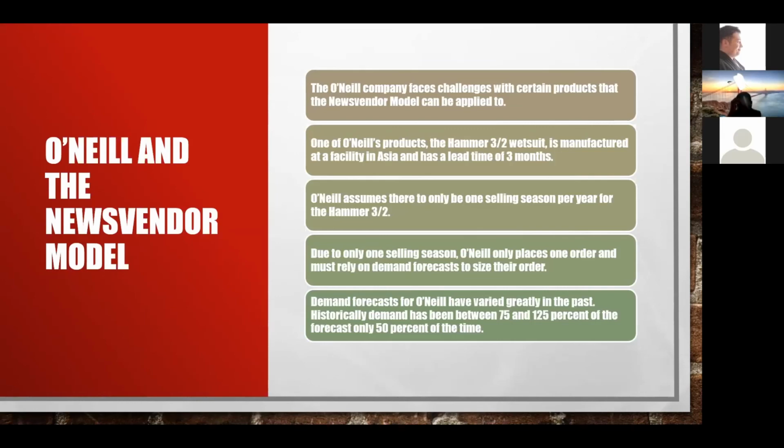Due to only having one selling season, O'Neill only places one order and must rely on the demand forecast to size their orders. Demand forecasts for O'Neill have varied greatly in the past. Historically, demand has been between 75 and 125% of the forecast only 50% of the time. So, next slide, please.